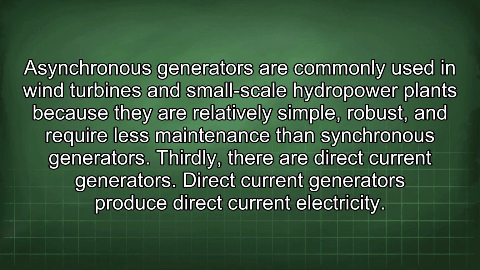Asynchronous generators are commonly used in wind turbines and small-scale hydropower plants because they are relatively simple, robust, and require less maintenance than synchronous generators. Thirdly, there are direct current generators. Direct current generators produce direct current electricity.